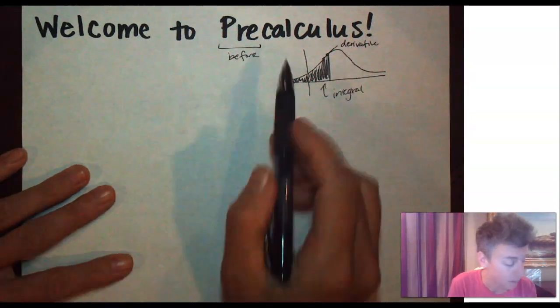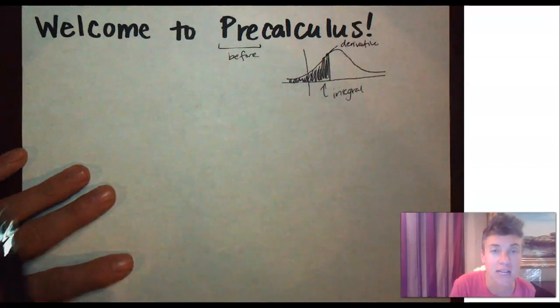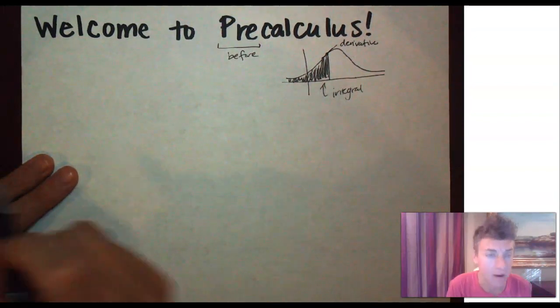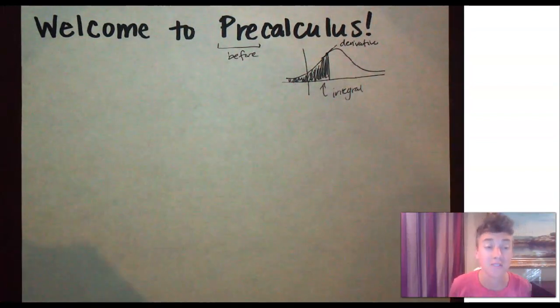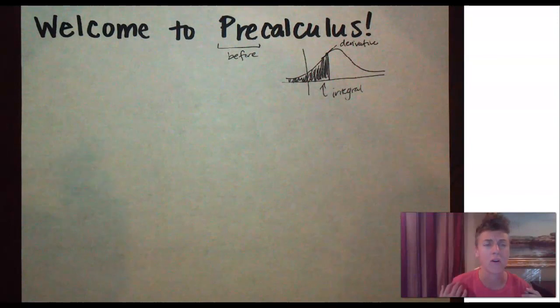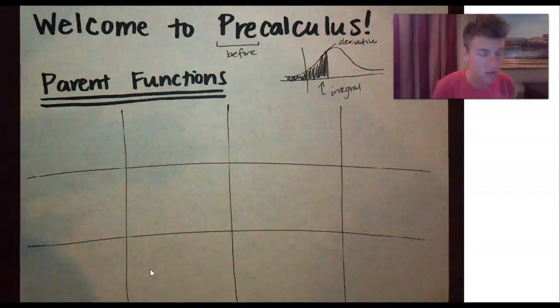We're going to talk about pre-calculus. What do you need to know to start understanding integrals and derivatives? So we're going to start off with talking about functions. There's all different kinds of functions, but it turns out they kind of fall into certain categories. And we call these categories the parent functions. Okay, so we're going to talk about 12 parent functions.